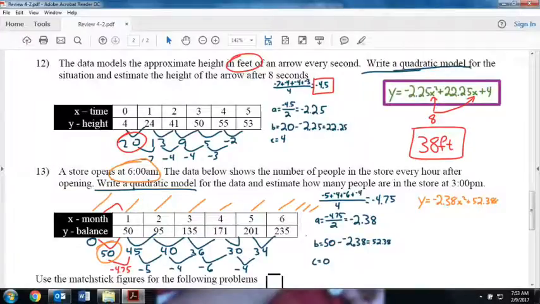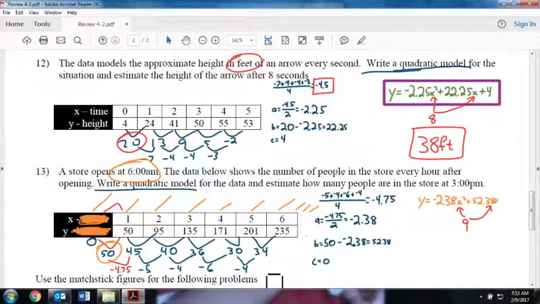Okay, if you see something like this on a test, remember, check your units. Ooh, it still says month right there. That is incorrect. That is what hour it is. Okay, typo, you can live with that. And that is not balance, that is number of people. Oops. Alright, so we found out it's 9. 9 corresponds to 3 p.m. So we're going to plug a 9 in for both of our x's.